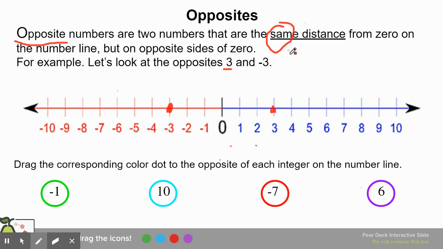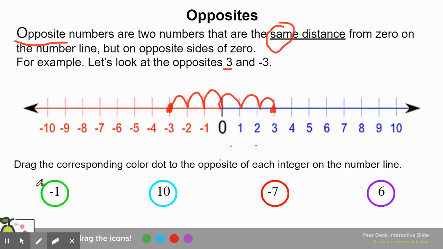Now let's see if they are truly opposites. Okay, so it has to be the same distance. So from 0, I have 1, 2, 3. That is good. And then from 0, I have 1, 2, 3. So -3 and 3 are opposites. So I want you to pause this video right now, and I want you to figure out what would the opposites of these numbers down here be.